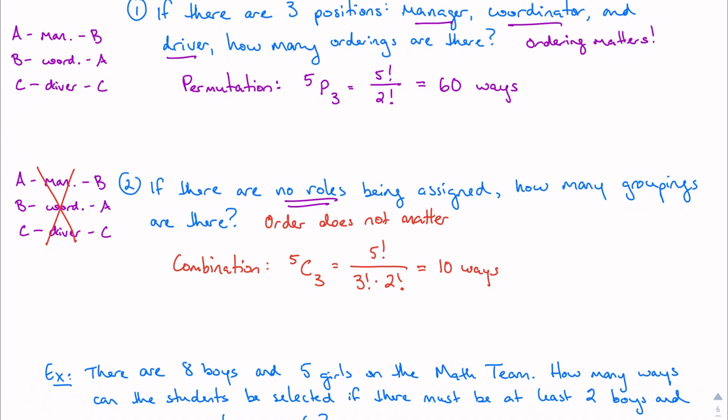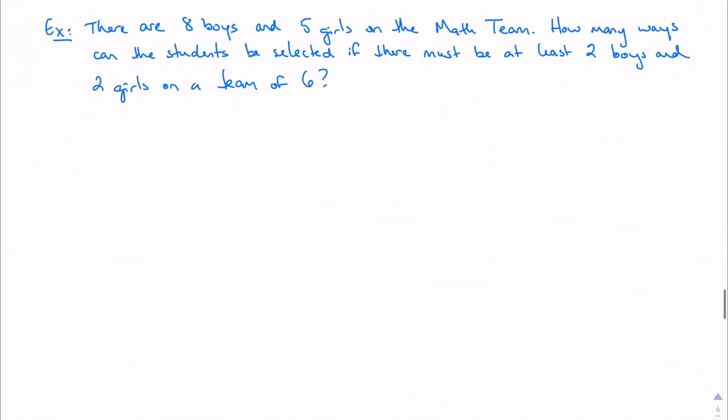The same idea gets applied to this next problem. Again, as usual, if you want to try this problem on your own, you can just pause the video right here. But I'm going to go ahead and solve it now. So we have 8 boys and 5 girls on the math team. I need to pick a team of 6, but the condition is that there has to be at least 2 boys and 2 girls. So I think the best way to tackle this problem would be to draw it out.